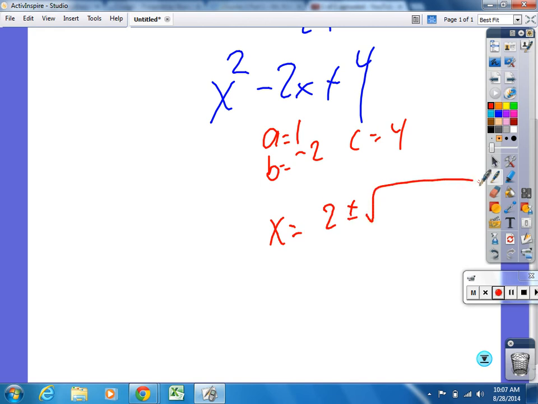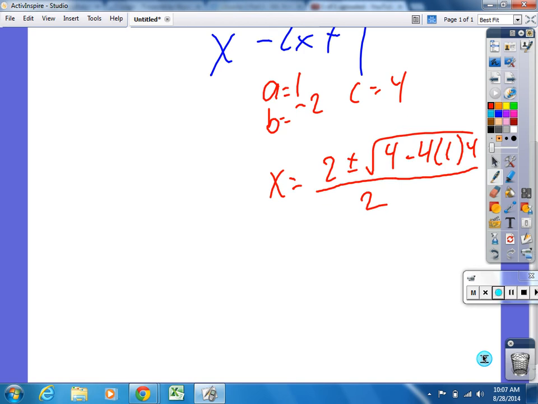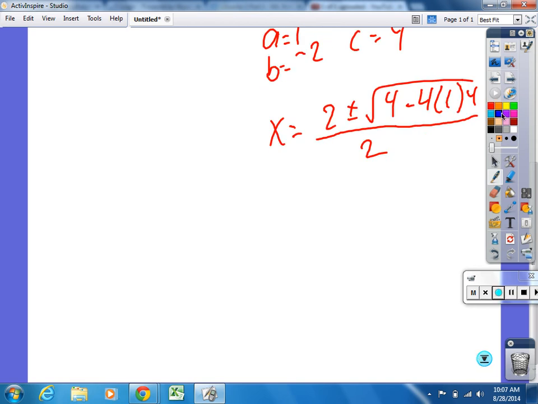What's negative 2 squared? 4. Notice I keep singing my song. Minus 4 times 1 times 4 all over 2a, which is 2. And then we just do some order of operations. Please follow your order of operations, where 4 times 1 times 4 is 16. 4 minus 16 is negative 12.